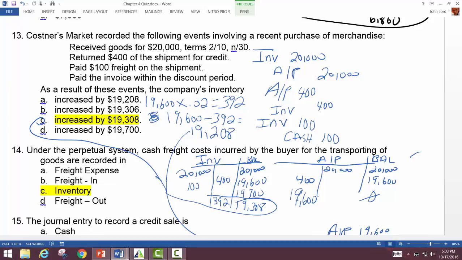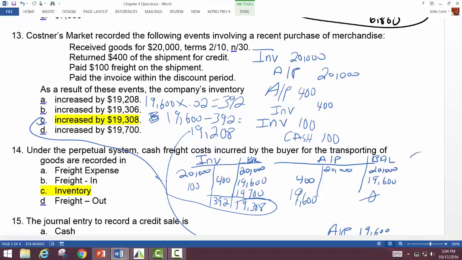And then the problem says that they returned 400 for credit. So apparently they didn't like some of the stuff that they got. So we debit the account payable for 400 because we're not going to pay them for those. But of course we have to send them the stuff back, right? So now we're at 19,600 sitting in the inventory. With me so far? Okay.